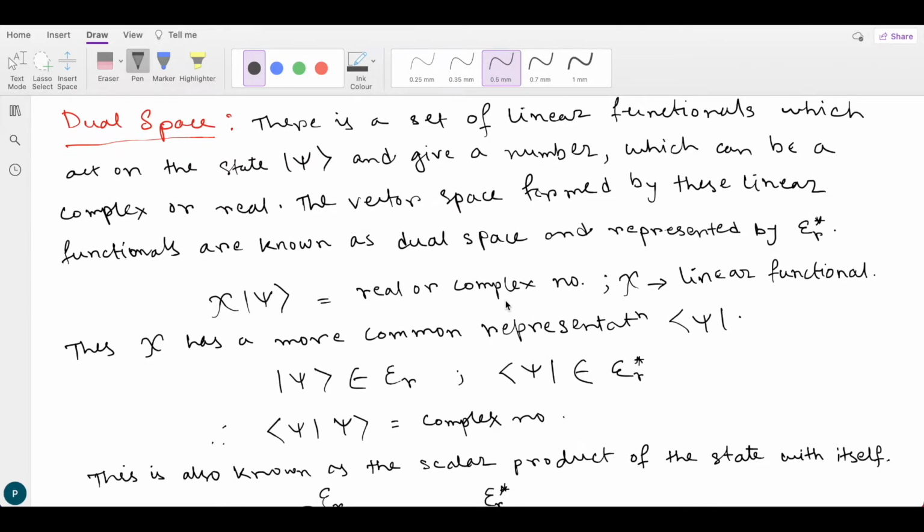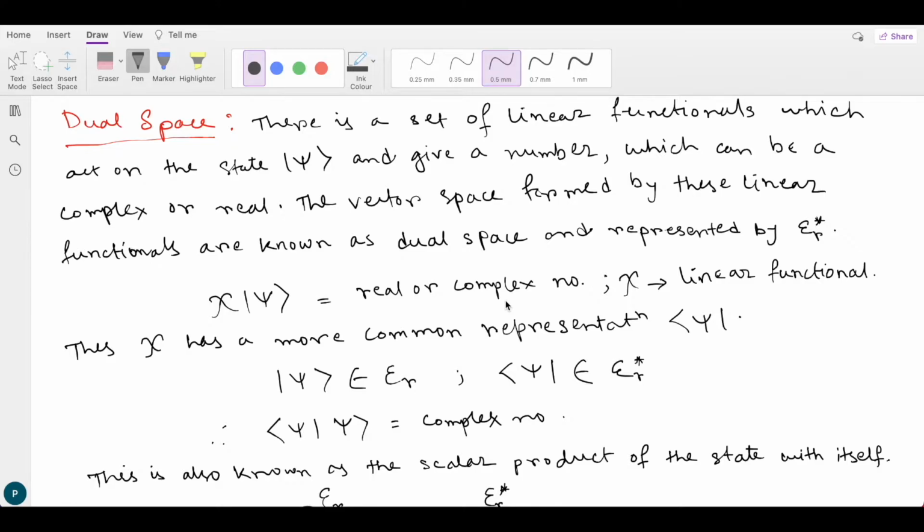So what is dual space? There is a set of linear functionals which act on the state psi and give a number, which can be complex or real. So what are linear functionals? Linear functionals are a mathematical concept. These are some kind of operator, but are not operators, because we know that an operator acts on the state of the system and gives an eigenvalue and the state itself, but here it only gives a number.